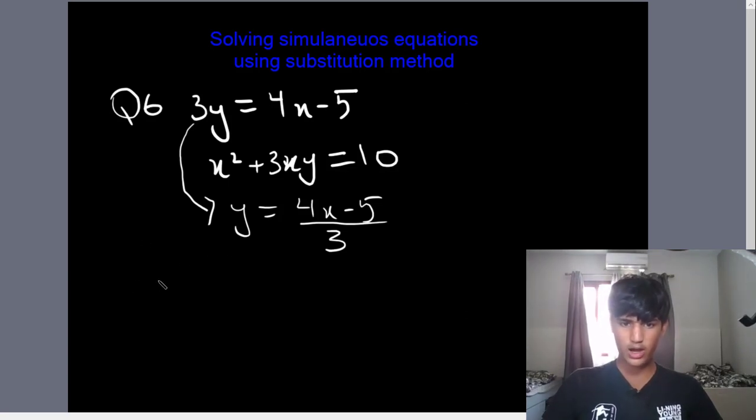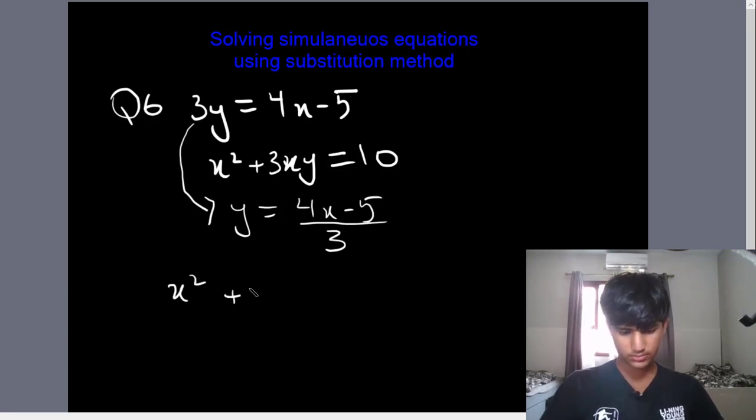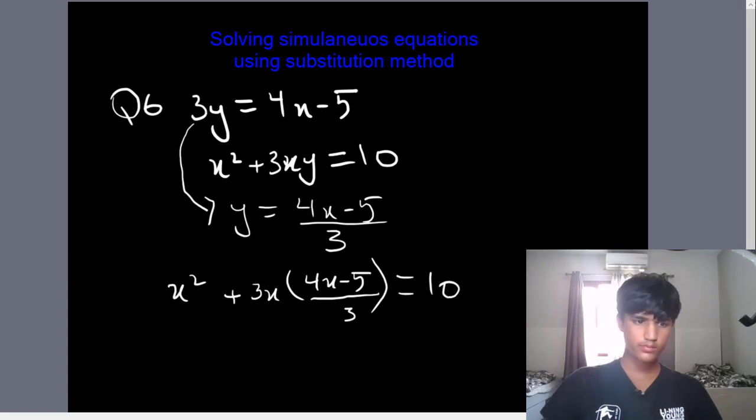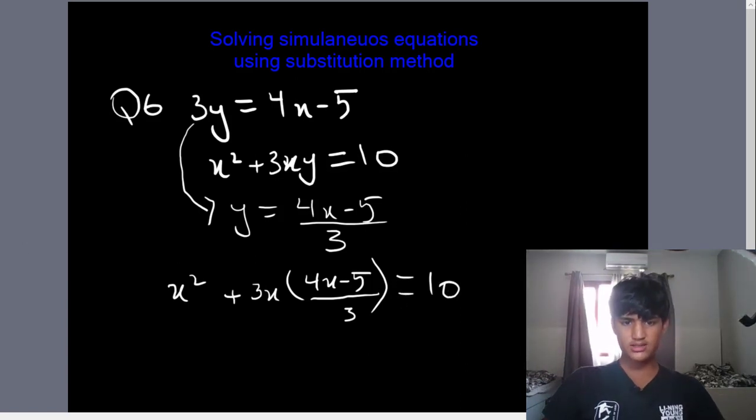Now that we have the value of y, we will put it into this equation: x squared plus 3x into 4x minus 5 upon 3 is equal to 10. I'll give you guys some time to copy.